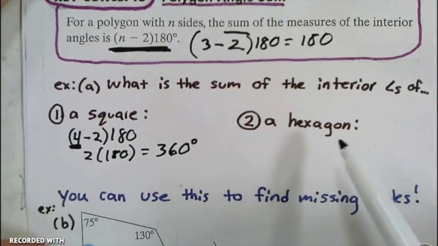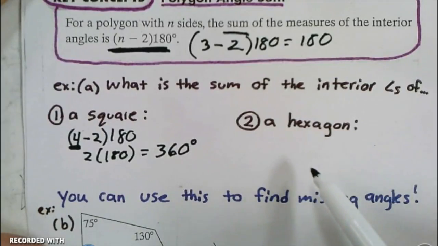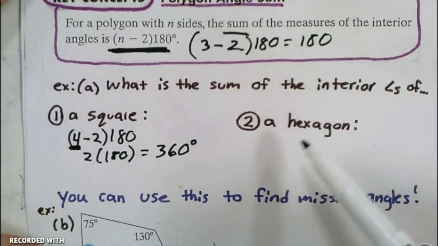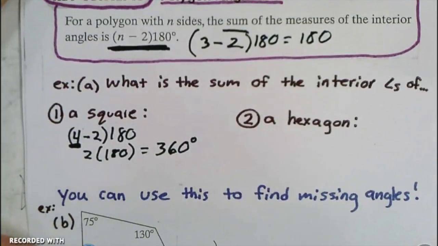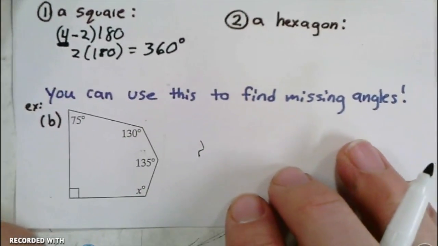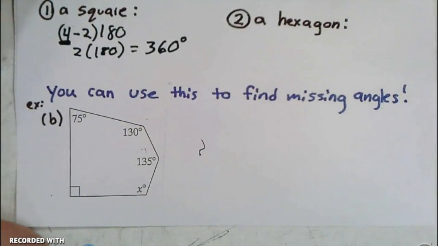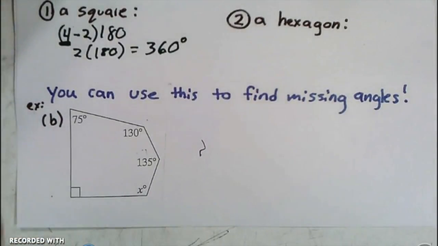Look at number 2, a hexagon. So go ahead and solve that yourself. Plug in the number of sides for a hexagon, subtract 2 from it, and multiply it times 180. Let's look at another type of example. You can use this fancy little formula to find missing angles. It's going to require one additional step.